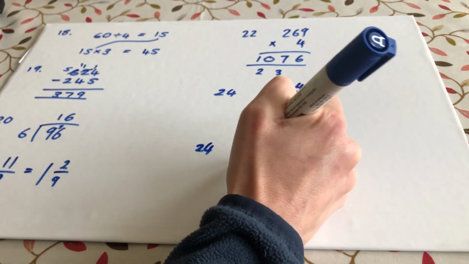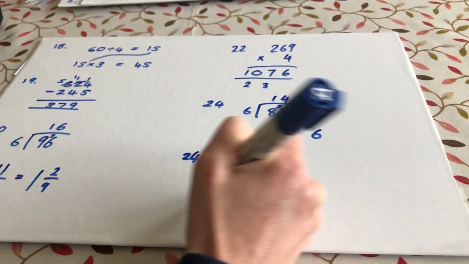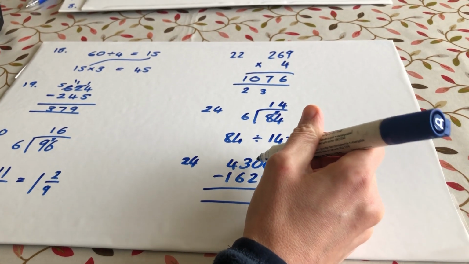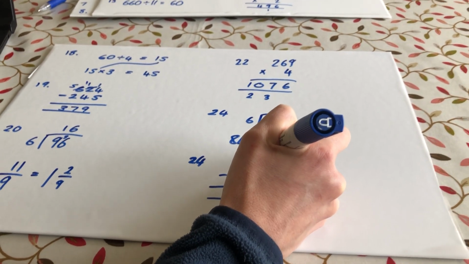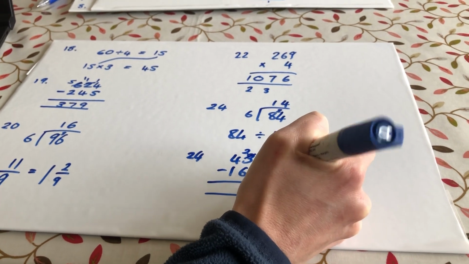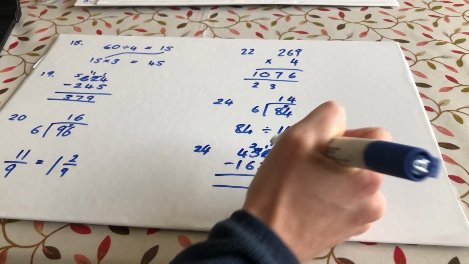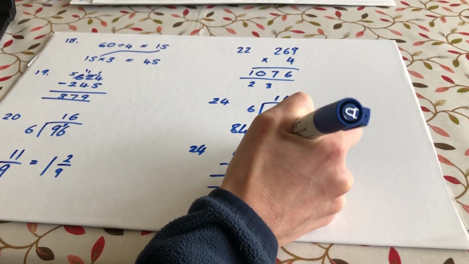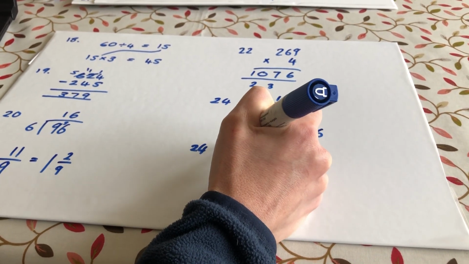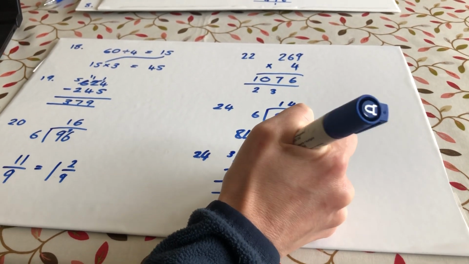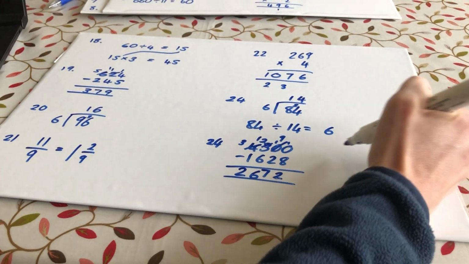Question 24, 4,300 minus 1,628. 8 away from 0 I can't do, but I've got nothing in the next column to help me out. So I go to the 300s. 300s becomes 200s, and I bring 10 over. I still can't take it away, but now I can exchange from the tens. I have 10 tens, it becomes 9 tens, and I bring 10 over. 8 away from 10 is 2, 2 away from 9 is 7, 6 away from 2 I can't do, I don't have enough, so I go to my next column. My 400s becomes 300s, and I bring 10 over. 12 minus 6 is 6, 3 minus 1 is 2, 2,672.